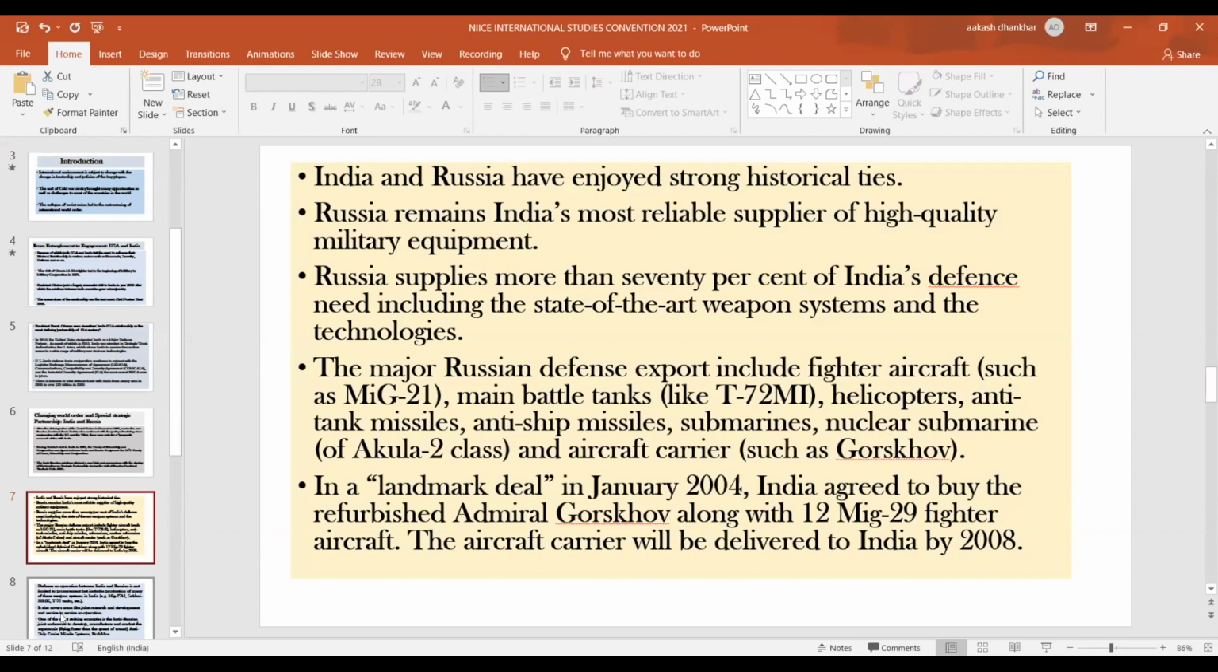The major Russian defense exports include fighter aircraft such as the MiG-21, main battle tanks like the T-72, Mi helicopters, anti-tank missiles, anti-ship missiles, submarines, nuclear submarines, aircraft carriers, etc. In a landmark deal in 2004, India agreed to buy 12 MiG-29 fighter aircraft. The aircraft was delivered in 2008.